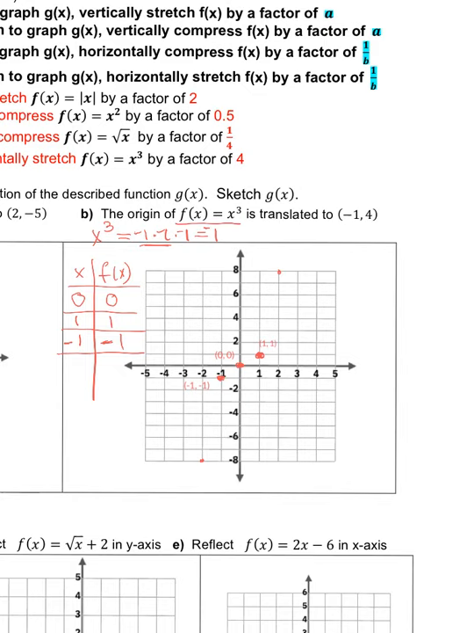Now let's imagine that we input +2. We input +2, our function would become 2 cubed, which means we multiply 2 together 3 times. And 2 times 2 times 2 is 8. So the output is 8. So we have 2, 8 up here.